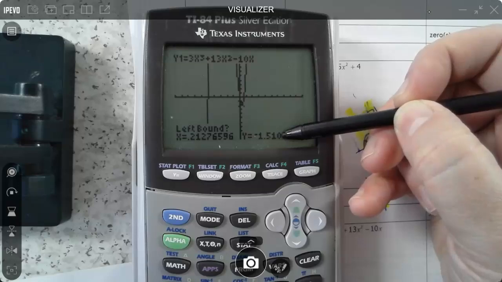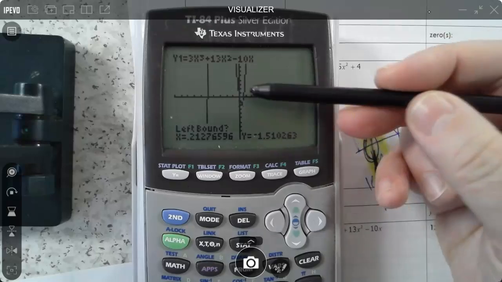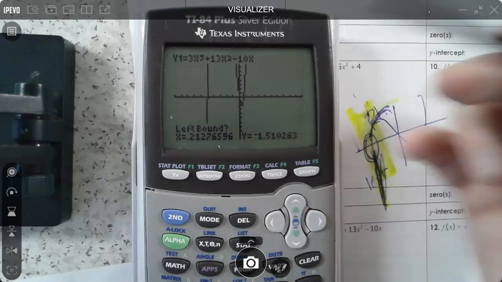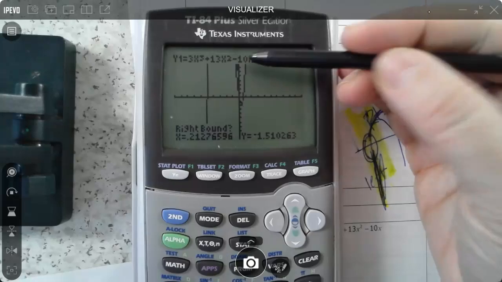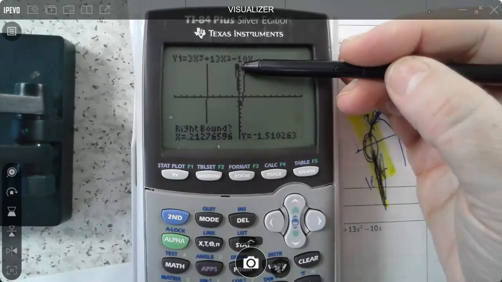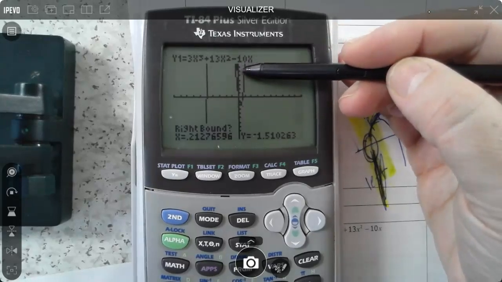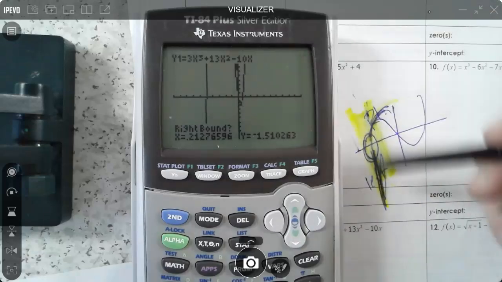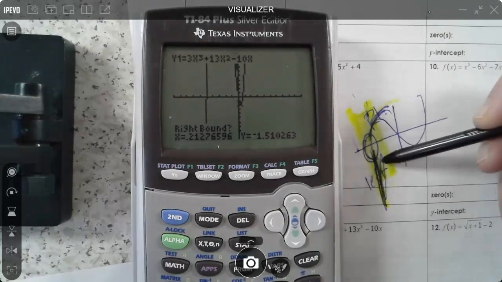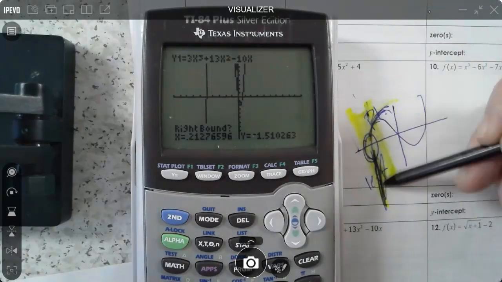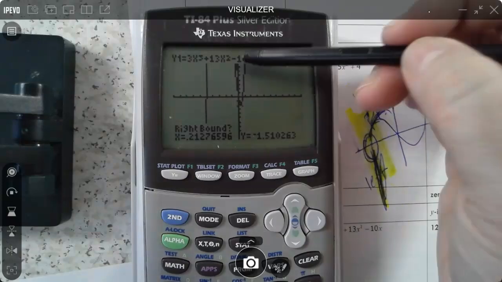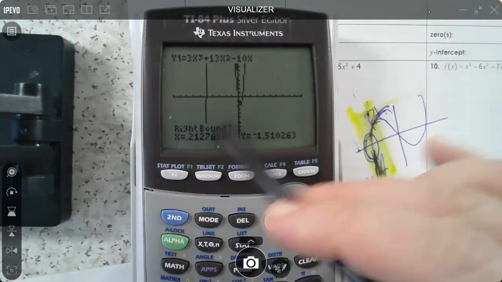Hit enter. I'm doing the last one right here. When I hit enter, I have this little arrow that pops up here. That's telling me, remember this area that I was telling you it needs to find between? This is the first bound, the left side of it. It's saying from here over to where? So now it says right bound.